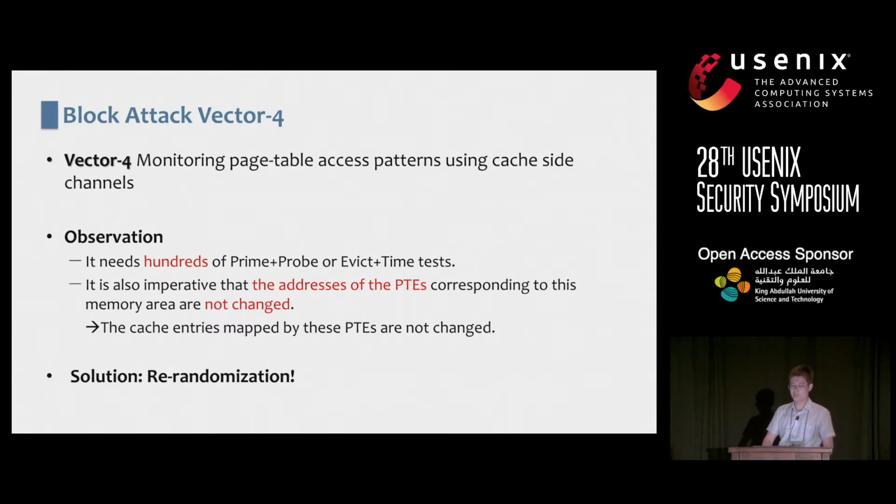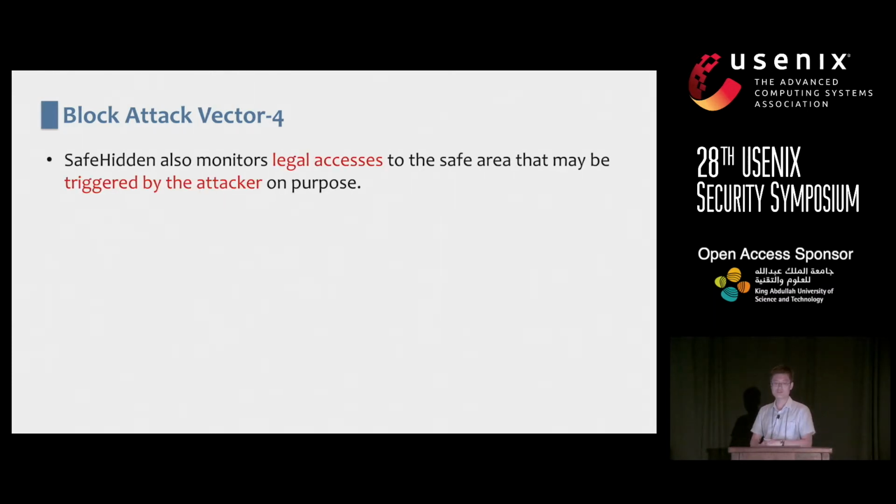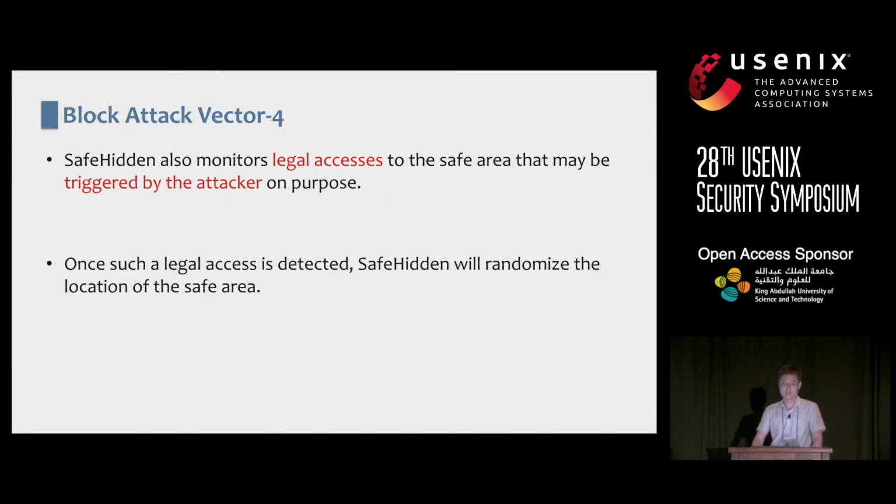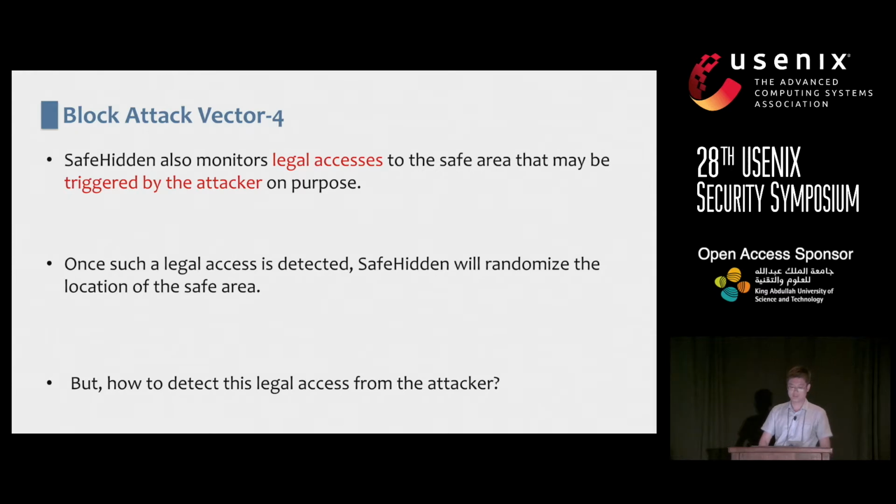We use re-randomization. SafeHidden also monitors legal access to the safe area that may be triggered by the attacker on purpose. Once such legal access is detected, SafeHidden will randomize the location of the safe area. But how to detect this legal access from the attacker is the problem.